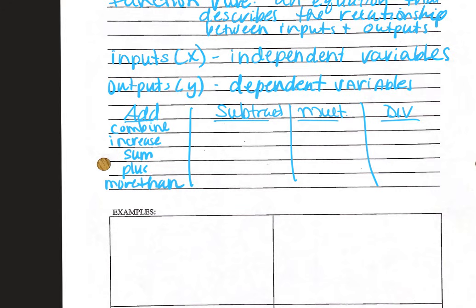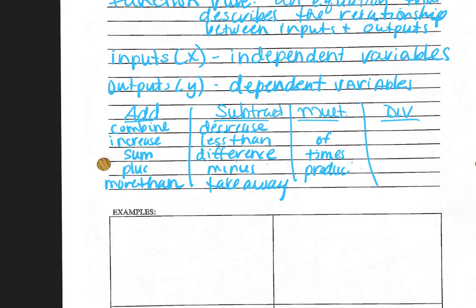For subtraction, we would have decrease, less than, difference, minus, and take away. Multiplication. We only have 3 here. Of is a big one. Times or product. And only 1 for division, which is quotient.